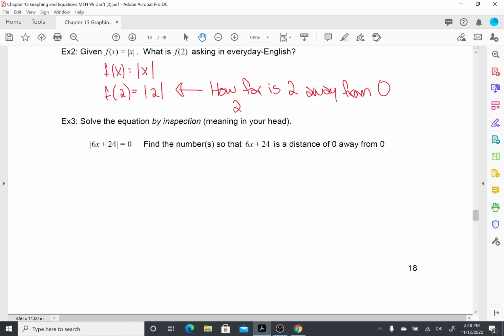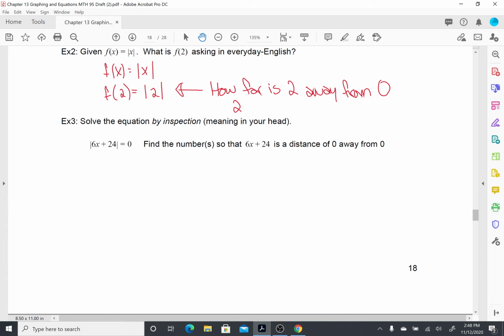3. Solve the equation by inspection, which apparently means in your head. So we're not supposed to use any sort of calculator, or we're not supposed to use pencil. We're just supposed to do it in our head. I don't like that. I'm always trying to get people to show their work. But let's see. 6 times some number plus 24 equals 0.